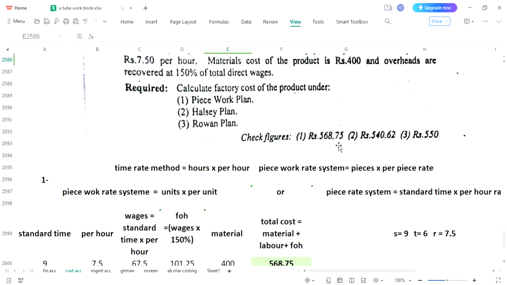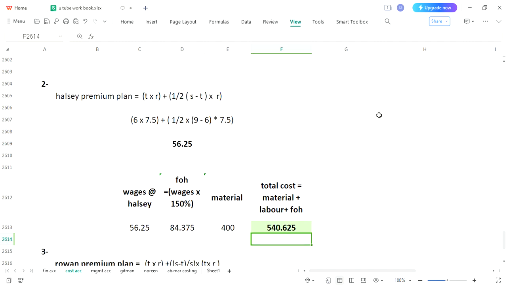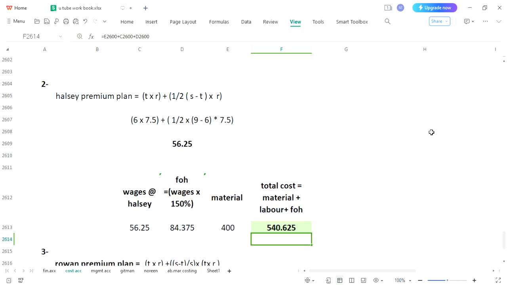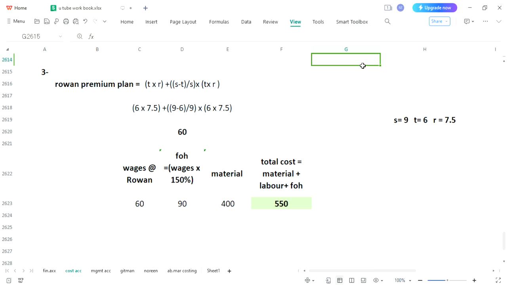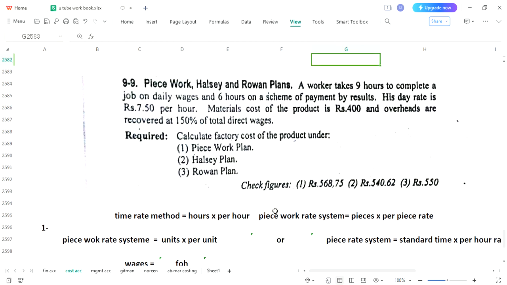First answer was 568.75, which is visible over here. Second answer, 540.62. And third answer is 550, which is visible over here as well. All answers, as usual, we have reviewed. Question 9.9 has been completed.